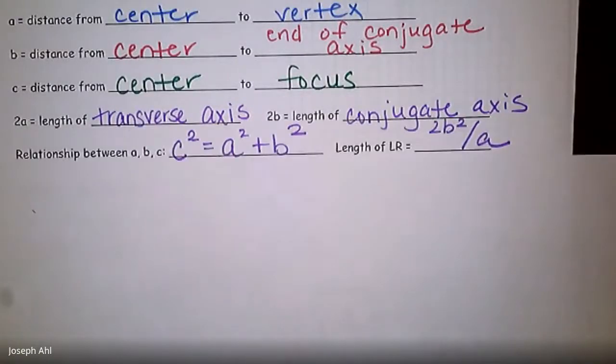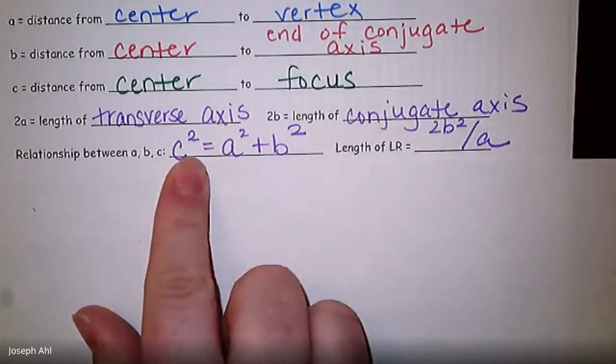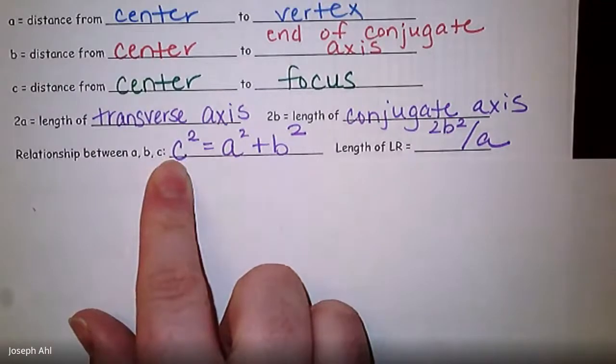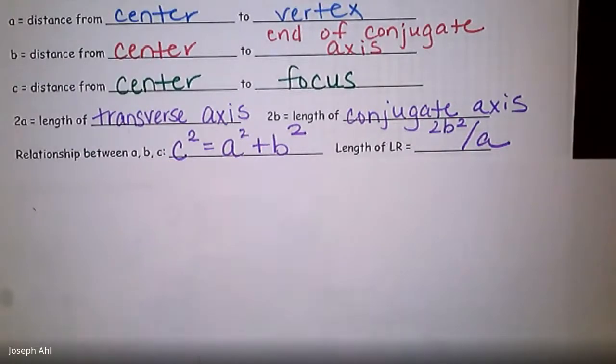What else do we have to know? We have to know the relationship between A, B, and C has changed, like I showed you in the diagram. The distance from the center to the focus, C, was bigger than the other values. So C squared now equals A squared plus B squared. There is still that Pythagorean relationship, which is good news. Okay? So we've got that taken care of. The length of the LR, more good news: 2B squared over A. That's exactly what it was for an ellipse.